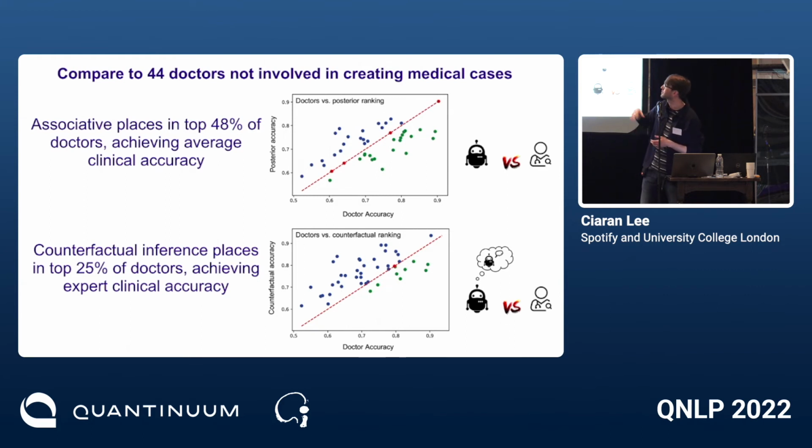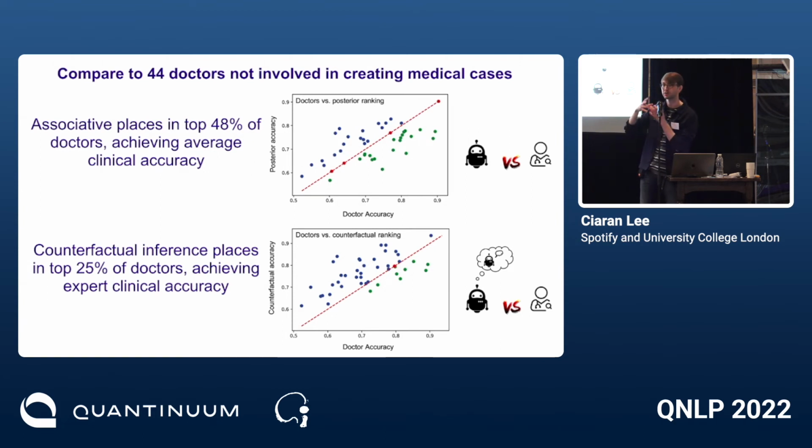The same for the counterfactual here. And you can see that in the counterfactual case, the algorithm is doing much better than the doctors in general. It places in the top 25% of doctors, where the standard Bayesian updating approach places in the top 50% of doctors. So still pretty good, but we get this extra boost from reasoning counterfactually, which is pretty cool. And an important thing to note here is that when you look at the bottom left quadrant here, this is a case where doctors found the cases really, really difficult, right?